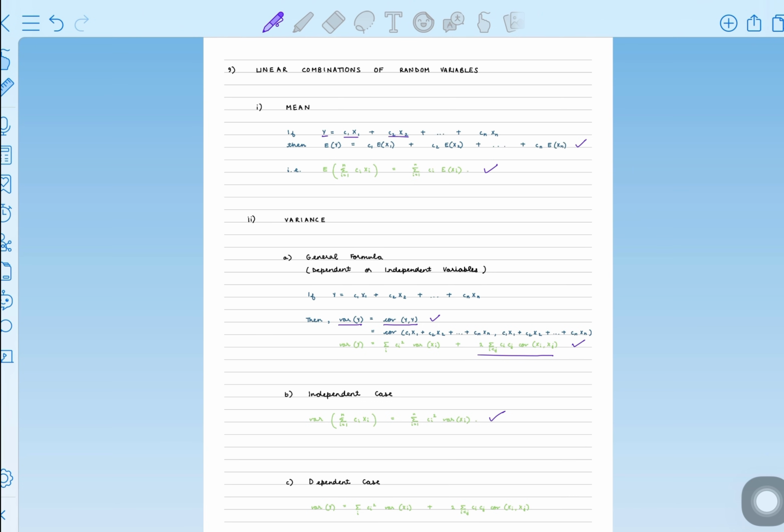The dependent case, however, operates on the same basis that the general formula does. Since the variables are dependent, the covariance terms remain. This gives us the following formula, which is the same as the formula covered here. Combinations of random variables.